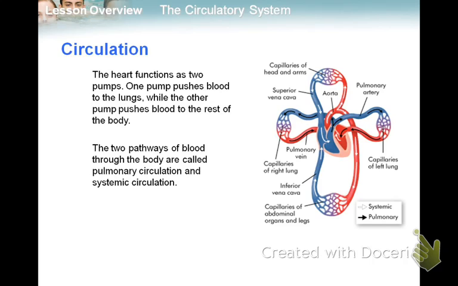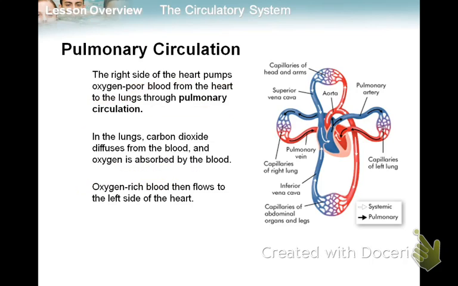The heart has two pumps. One pump pushes blood to the lungs, the other one pushes blood to the rest of the body. These are called pulmonary and systemic circulation, respectively. The right side of the heart pumps oxygen-poor blood from the heart to the lungs through pulmonary circulation. You see that here. This loop right here is pulmonary circulation.